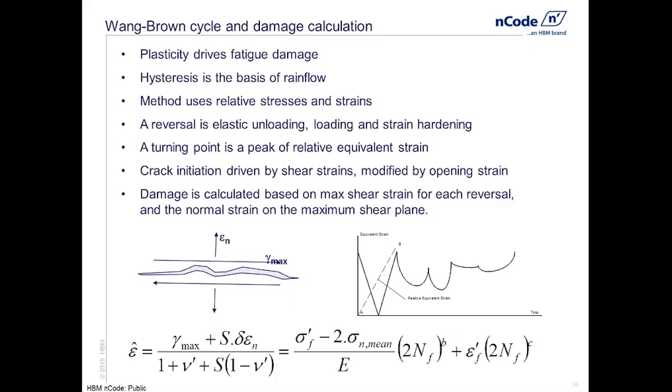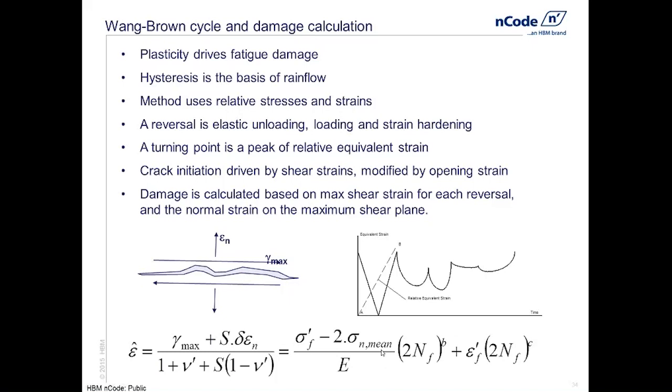So in this method, you find a whole series of reversals, and for each reversal you look for the plane with the maximum relative shear strain, which defines the critical plane. So each reversal potentially has a unique critical plane, the plane of maximum relative shear strain, and we accumulate the damage from all reversals. It's all been formulated in such a way that for a uniaxial case, it reduces to the usual Coffin-Manson-Basquin equation.